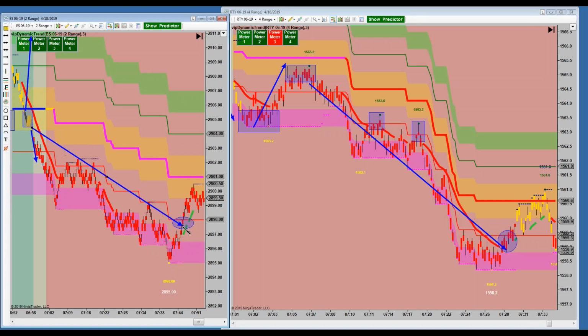You could have shorted YM. You could have shorted NASDAQ. They all sold off. We call this one or two and done. You nail the trade, you take it, you manage it intelligently, you stop out, and you're done. Nicely green, turn off the machine. You go into sim, and you practice.